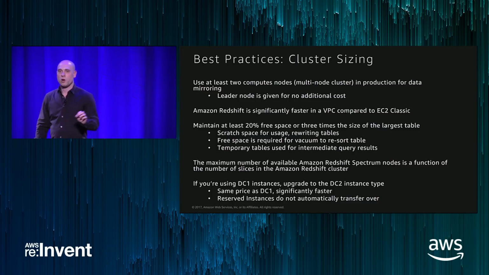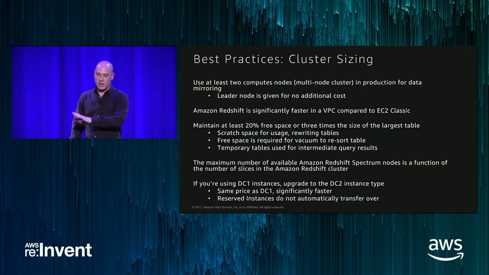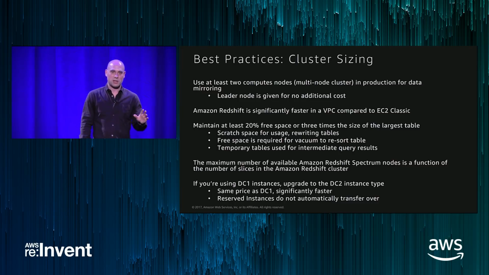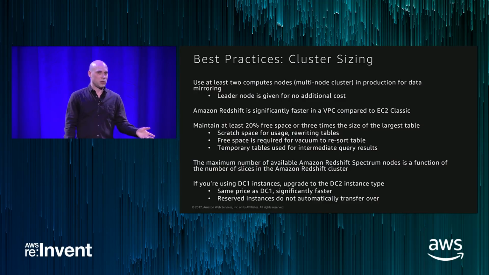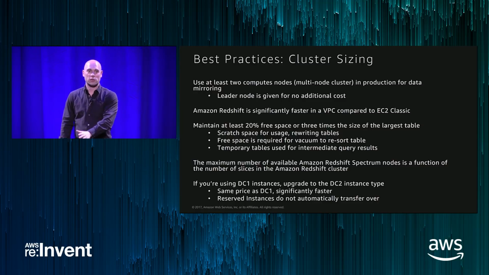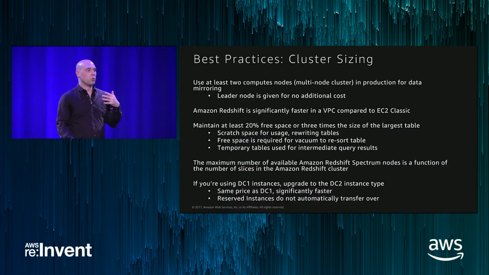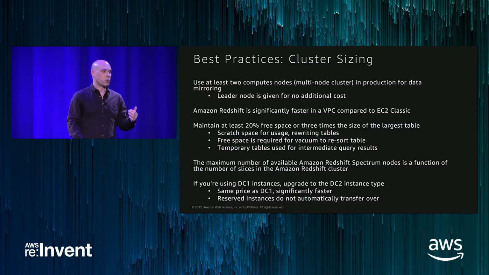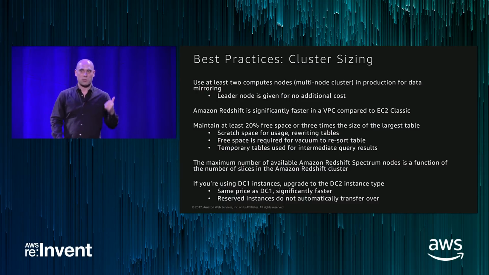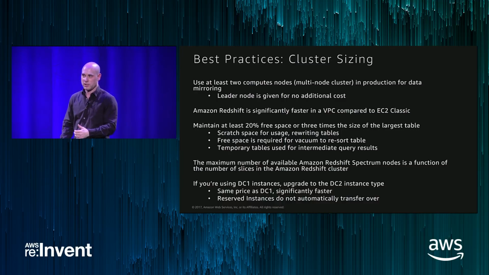The other thing, I really hope that there's no one here that has this, but if you have a Redshift cluster that is still running in EC2 Classic, please move it out into a VPC. There is no downside to doing this. And we're typically seeing around a 2x across the board improvement on queries just by moving from EC2 Classic to VPC.